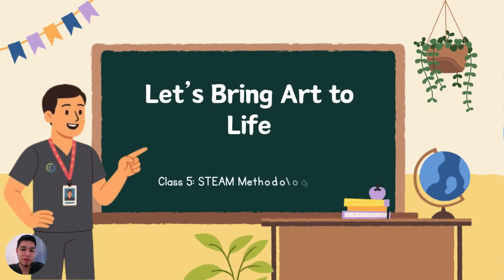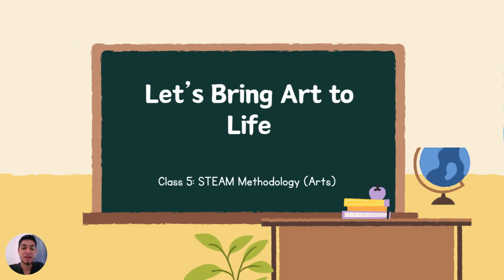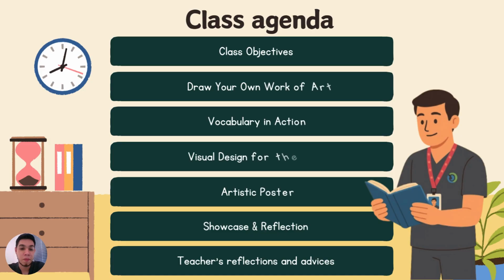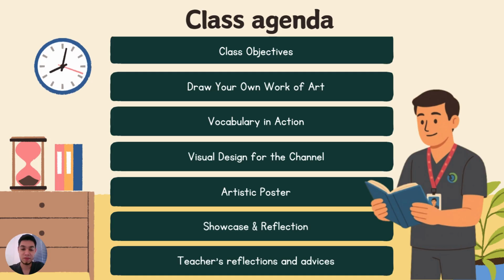Okay, welcome everyone. This is class number 5 of this STEAM methodology, and it's focused on art. So it's called Let's Bring Art to Life. This is our agenda. In the first place, it's the class objective, and then we're going to start with the activities. The first one: draw your own work of art, and then vocabulary in action, visual design for the channel, artistic poster, showcase and reflection, and as the last one, teacher reflection and some advice for you guys.